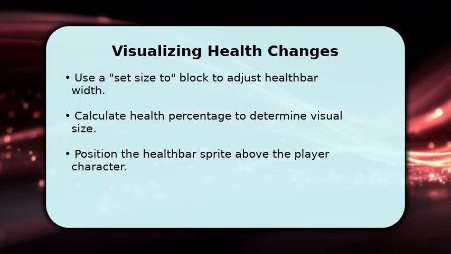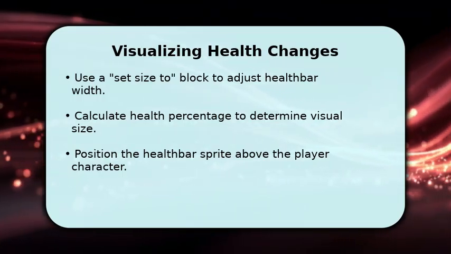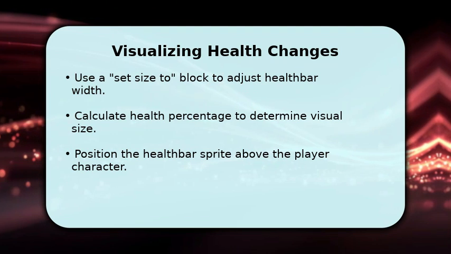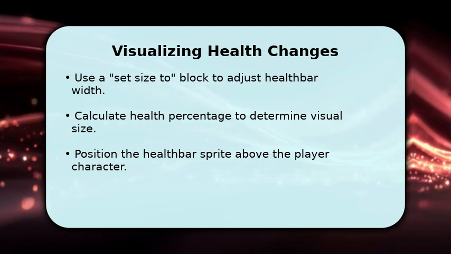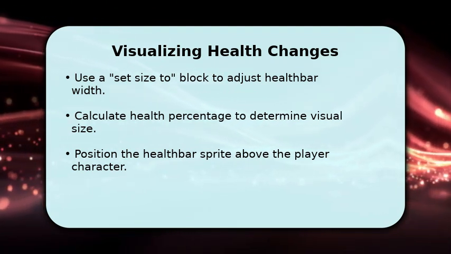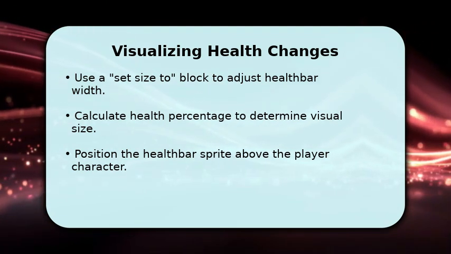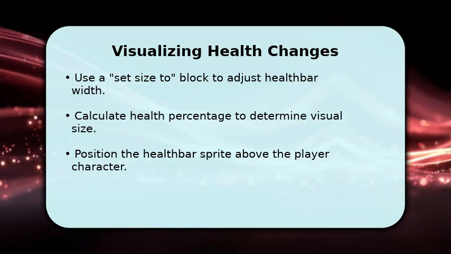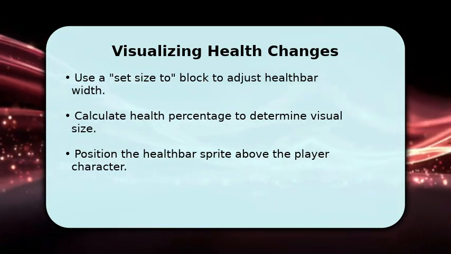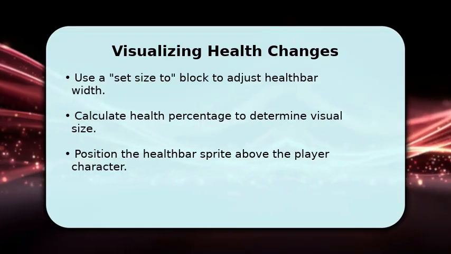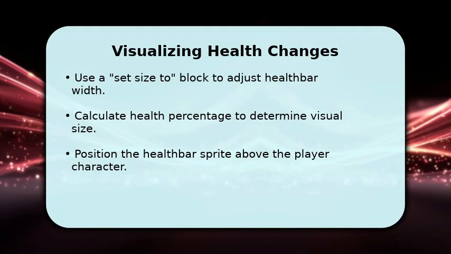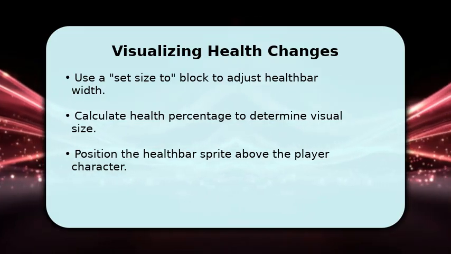Now, let's make that health bar dynamic. We'll use the set size to block to visually represent the player's health. Calculate the current health as a percentage of the maximum health, then apply this percentage to the health bar's width. For example, if health is 50, the bar will be 50% of its full size. Remember to position this sprite clearly above your player character.